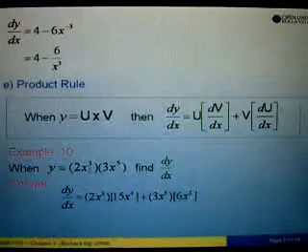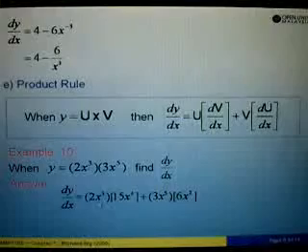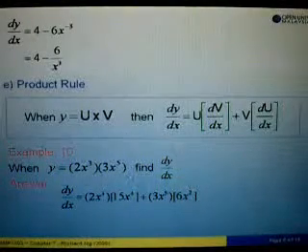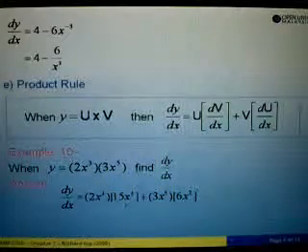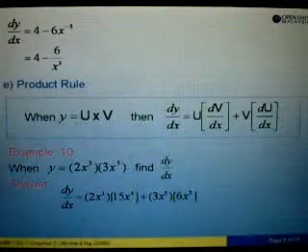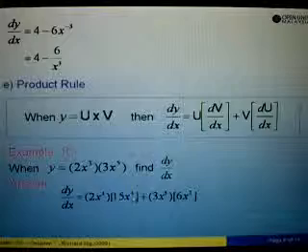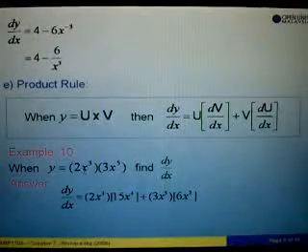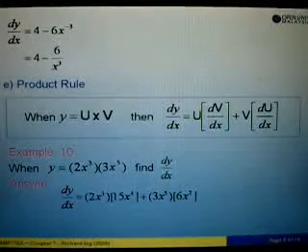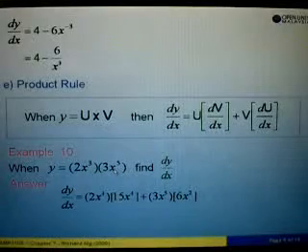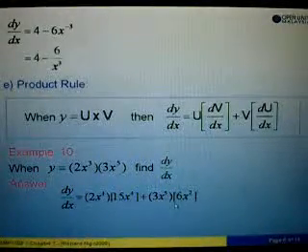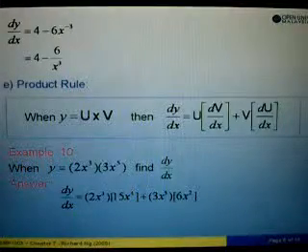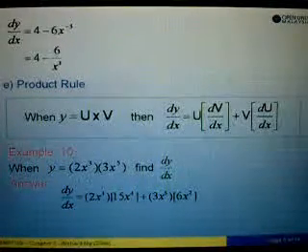So same thing here, we copy 2x cubed first and then we differentiate the second term here, 3x to the power 5. So 5 times 3 equals 15, and then power minus 1, you get x to the power 4. Then plus, just now we copied the first term, now we copy the second term, which is 3x to the power 5. We copy again here, then put in a bracket. So what do we do next? We copy the second term, but we have to differentiate the first term.